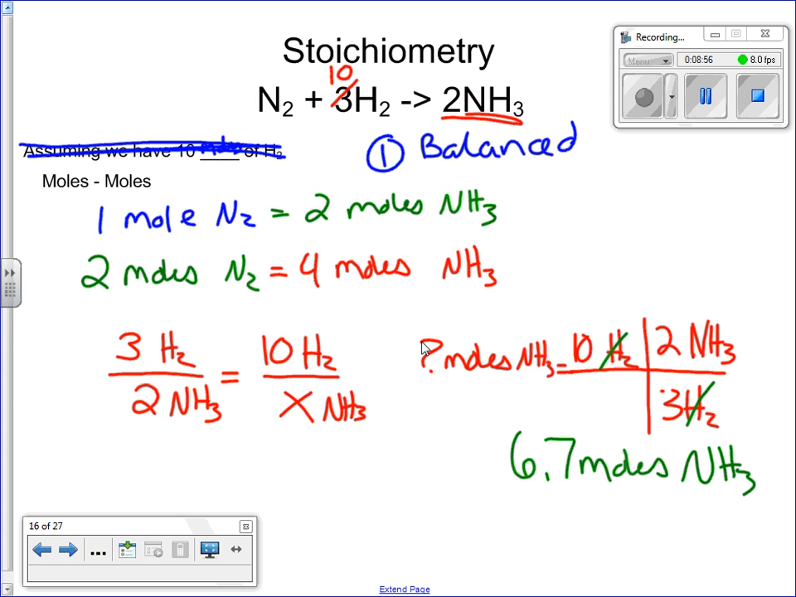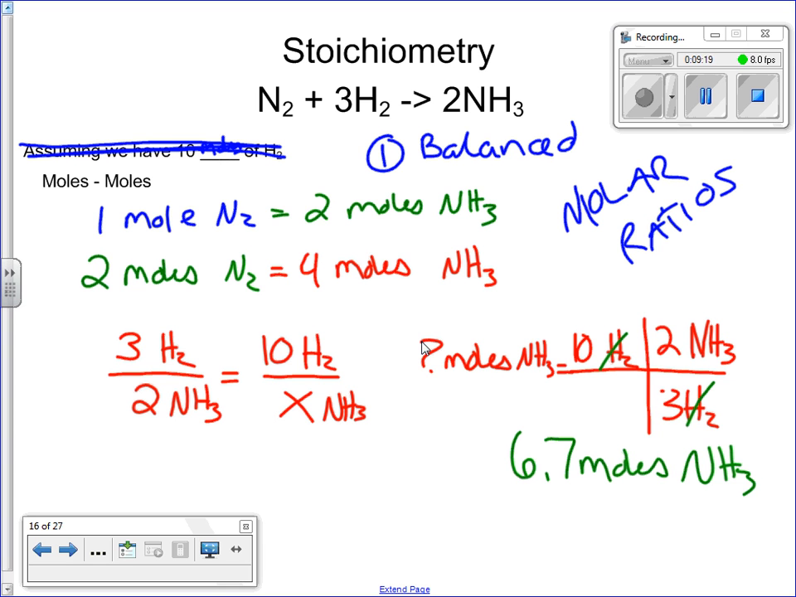The hardest part of stoichiometry as far as the reagents is concerned is remembering to use the ratios. Okay? Make sure you use your molar ratios. Make sure you use those molar ratios, okay, in order to figure that out.